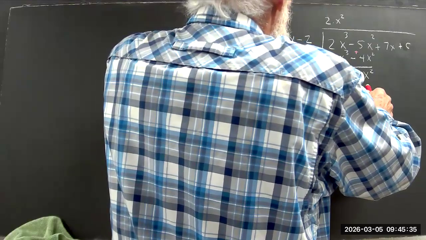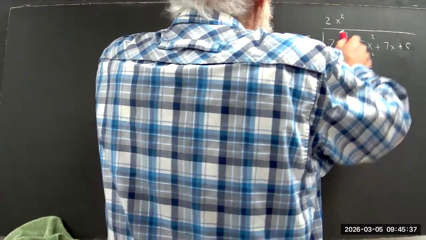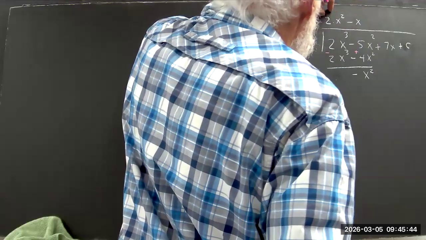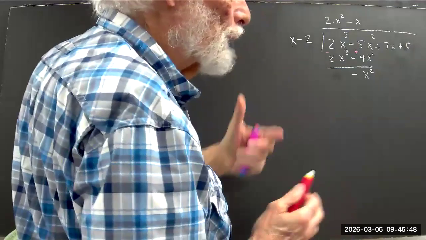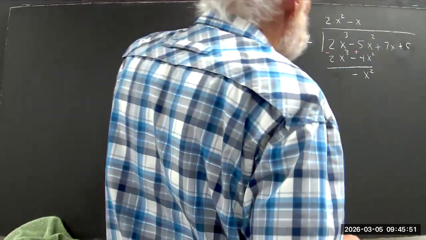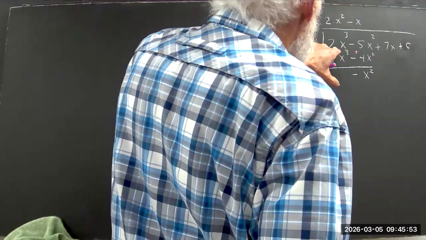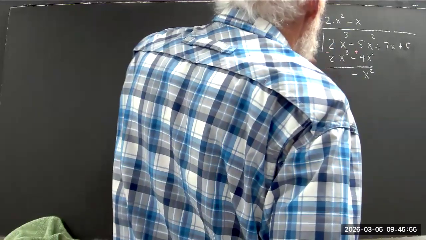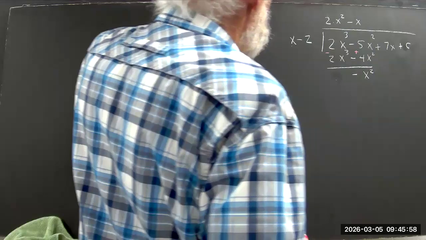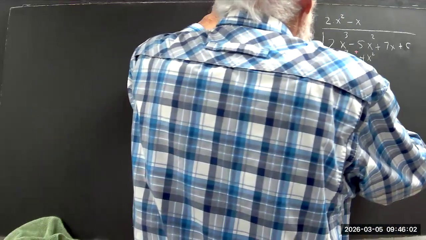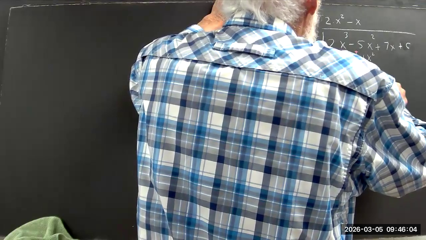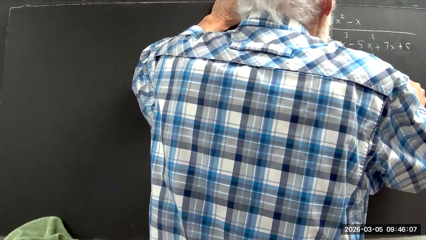Okay, so x goes into negative x squared negative x times. So now we're building up our quotient, 2x squared minus x. Our quotient has to start with that, otherwise we're not going to get 2x squared, we're not going to get negative 5x squared. Well, negative x multiplied by x minus 2 gives us negative x squared plus 2x.